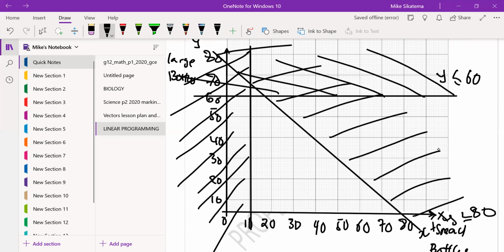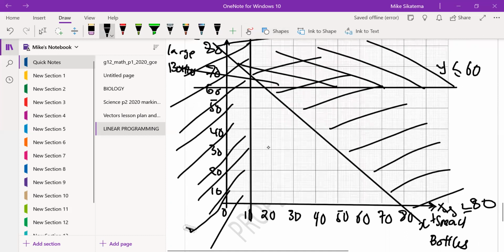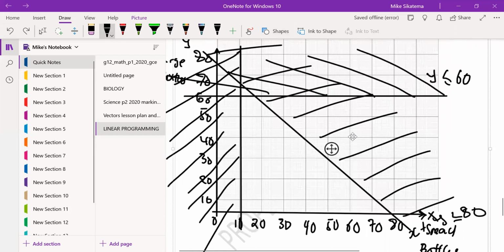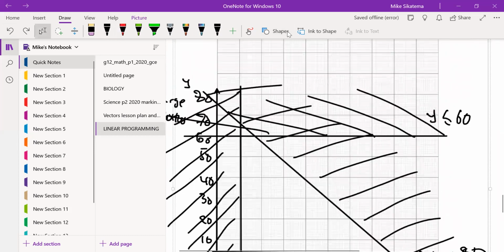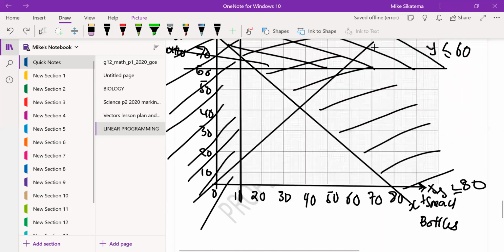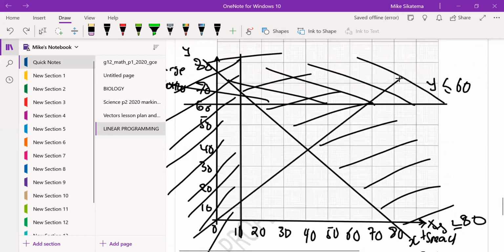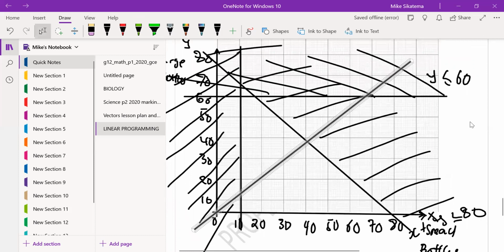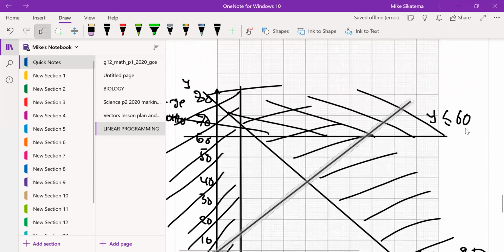Then the last line, which is y is equal to 2x, is this same line here. y is equal to x, this line here. So we're cutting the origin and we're going like that. We want to plot this line which says y is greater or equal to 2x.